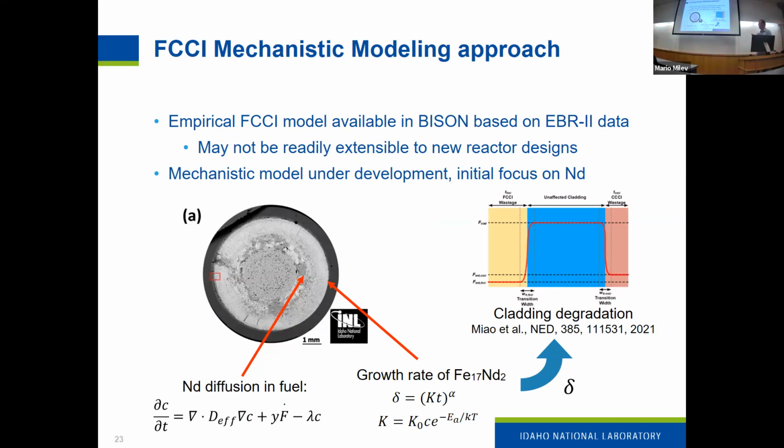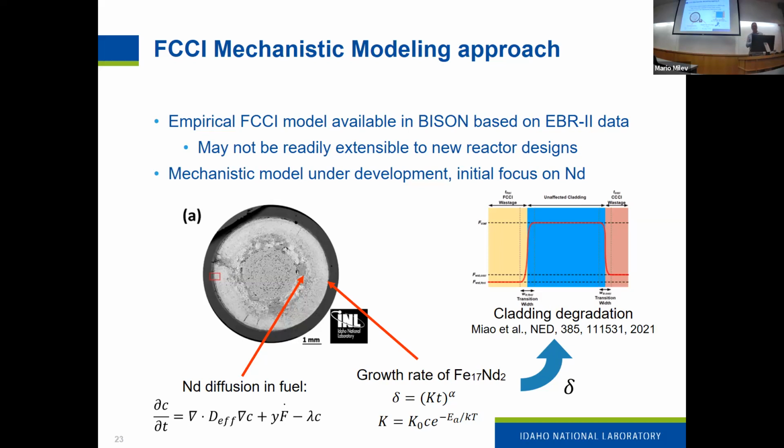But with all that information, we started working on developing a mechanistic model for FCCI growth. There is an existing empirical model in Bison based on the EBR2 data. But again, that's all based on just one set of reactor operating conditions. There are many new types of designs that are being considered, and so that empirical model may not be extensible. So that's why we're developing this more mechanistic approach.